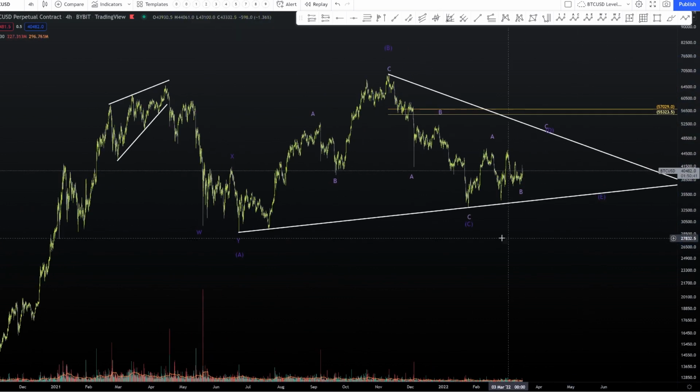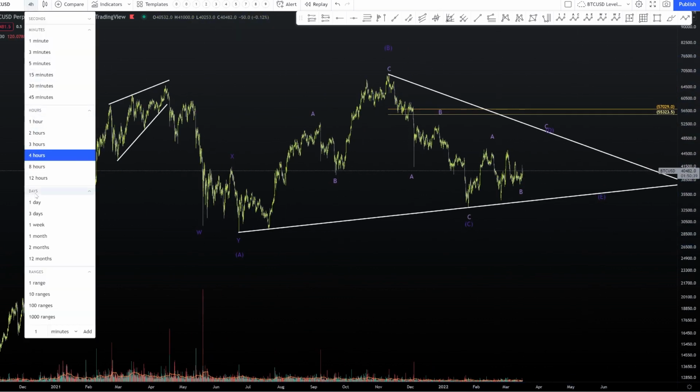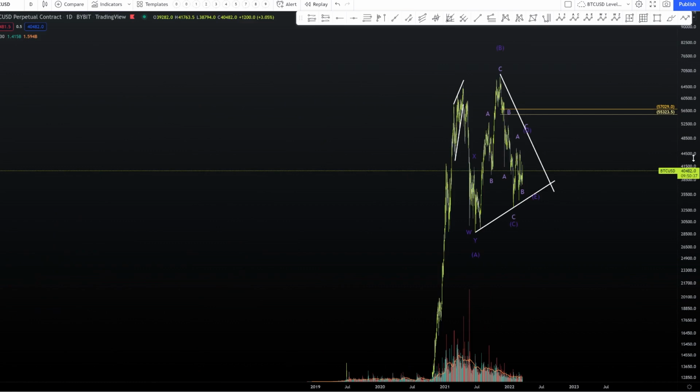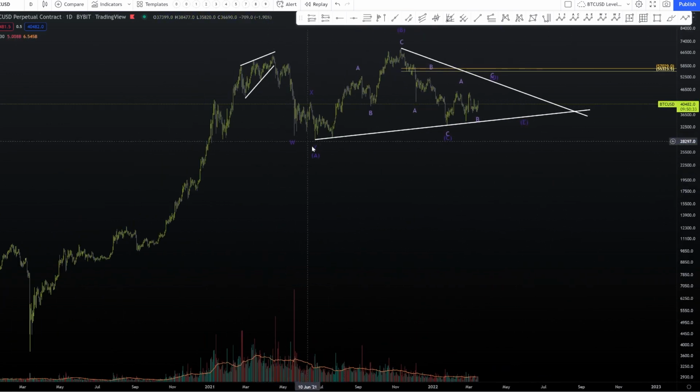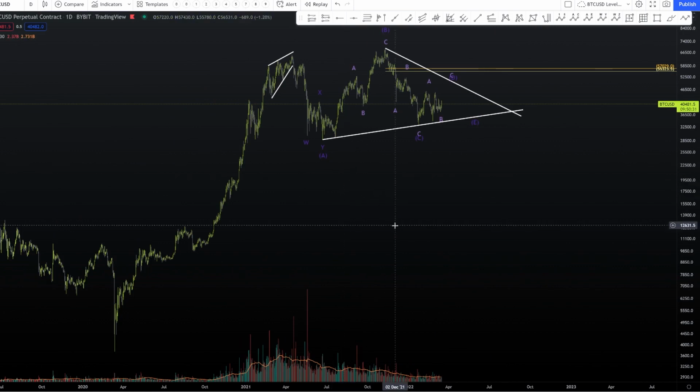I've mentioned this to you guys many times by now, but if you go to the daily chart, or even the 4-hour chart like I was on, you could see decreasing volume from the start of this triangle, which is exactly what you want to see in a contracting triangle.